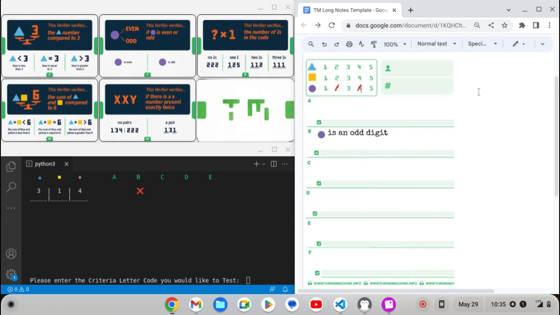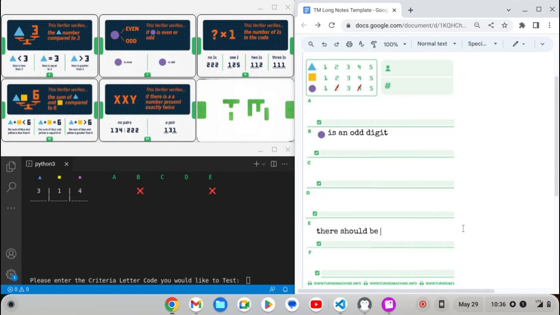And since it is odd, that means I can cross out all of the even digits for circle. Okay. Next, I want to see whether I have a pair of digits or not. So I'm going to test criteria card E. Okay, so it also does not approve of my proposal of 314. Notice I do have all unique digits, 314. So that means that not having a pair is invalid. So in fact, there should be a pair.